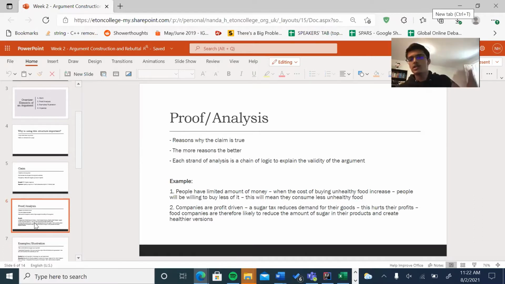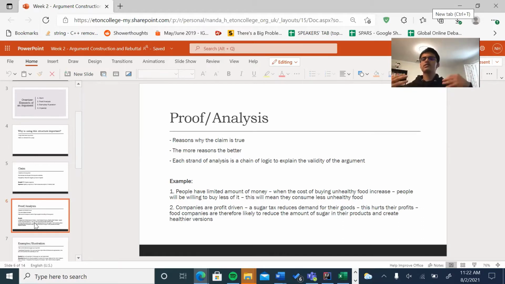And so the more reasons that you can provide, the more you're hedging your bet against attacks that will come against that argument. Now, you should think of each strand of analysis and each line of reasoning as a chain of logic that takes you from point A, which is your premise that, let's say you're passing a sugar tax, to point B, which is people eat healthier food.